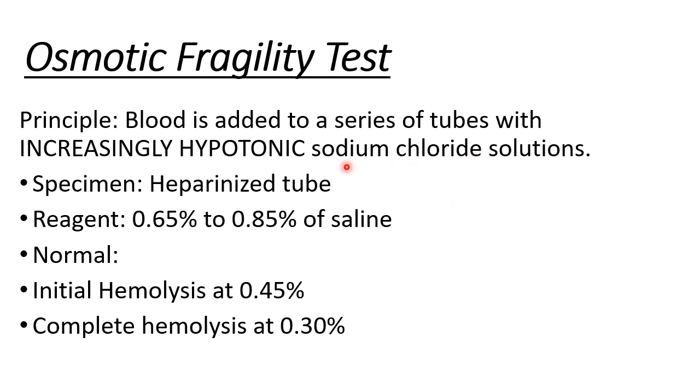Okay? In this test, we make use of an heparinized blood specimen. Okay? To maintain, para ma-prevent lang natin yung coagulation process. The reagent, sabi nga natin, hypotonic dapat ang reagent natin. So, it will range from 0.65 to 0.85% saline. Normally, ang RBC natin mag-hemolyze starting at 0.45 and then ang complete hemolysis is at 0.30% of saline.